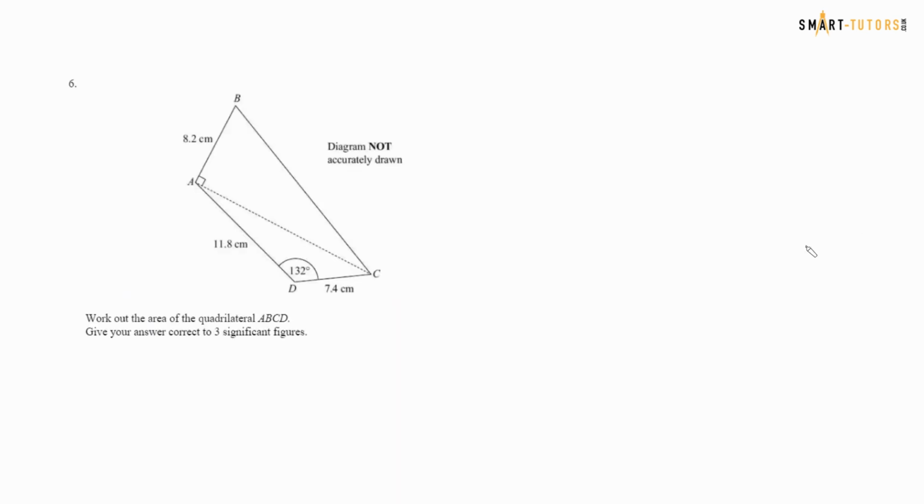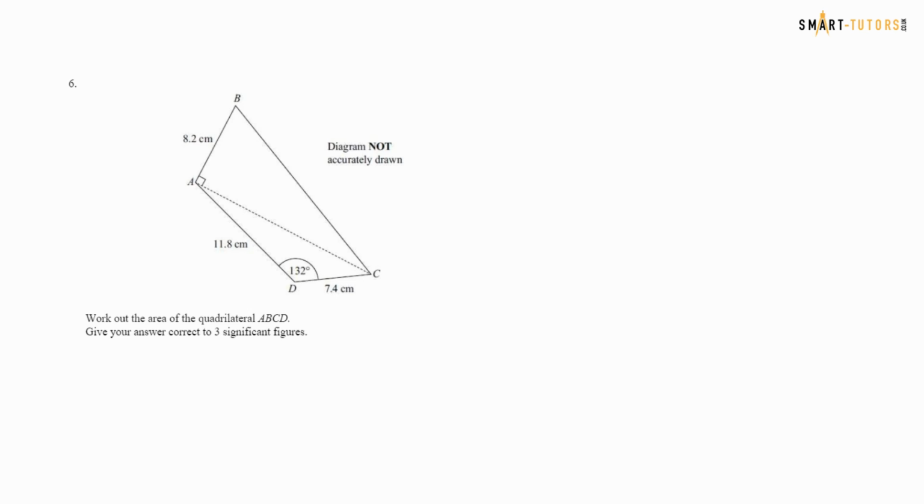Question number 6. Work out the area of the quadrilateral ABCD. Give your answer correct to 3 significant figures. So we need to find out what is the area of the quadrilateral ABCD. How can we do this one? The quadrilateral is divided by a dotted line, this is one of the triangles, the other one is the other triangle.